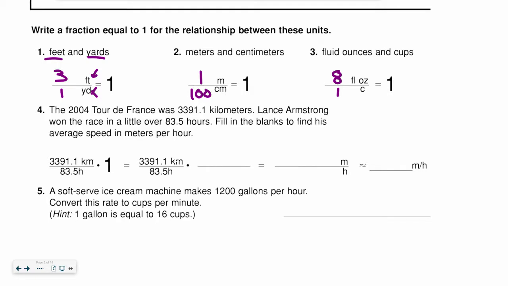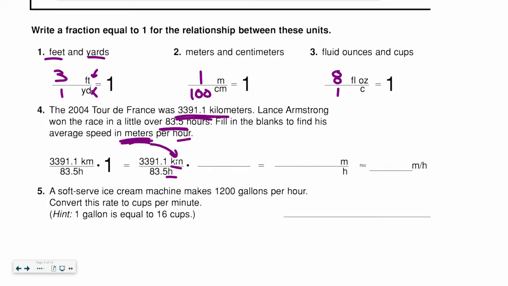So in our next example, we have that in the Tour de France, the distance was 3,391.1 kilometers, and Lance Armstrong won it in 83.5 hours. So we want average speed in meters per hour. We start off with our original, which is just a fraction, kilometers over hours. But now we have to convert it. We want meters instead of kilometers.